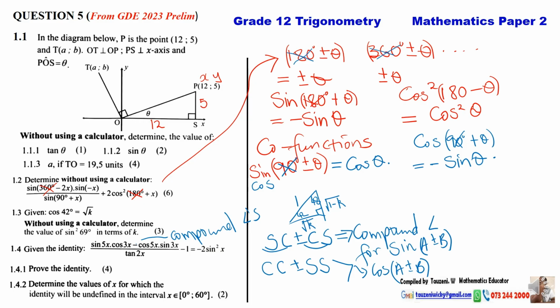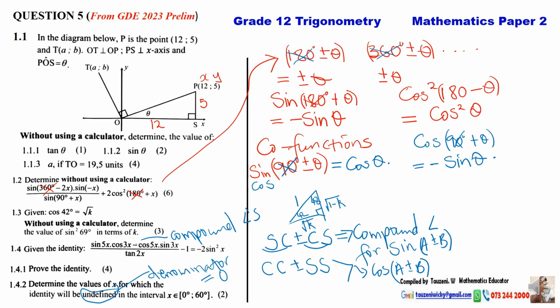Then determine the values of x for which the expression is undefined. Undefined simply means equate the denominator to 0. That's how we determine the undefined values. Equate the denominator to 0. After equating to 0, you then solve the resulting equation for x. These are the general ideas in these questions from the GDE 2023 Mathematics Paper 2.